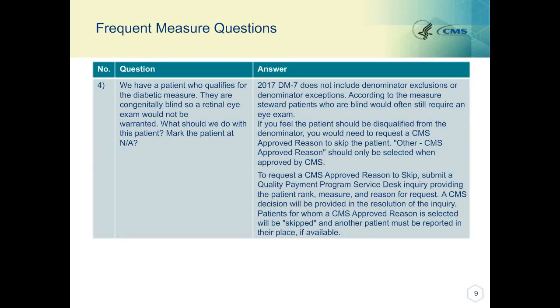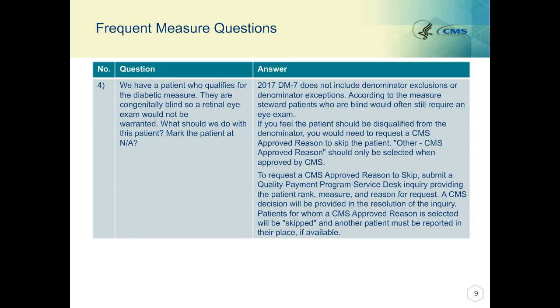And question number 4, we have a patient who qualifies for the diabetic measure. They are congenitally blind, so a retinal eye exam would not be warranted. What should we do with this patient? Mark the patient as NA. The 2017 DM7 does not include denominator exclusions or denominator exceptions. According to the measure steward, in this case NCQA, patients who are blind would often still require an eye exam. If you feel the patient should be disqualified from the denominator, you would need to request a CMS-approved reason to skip the patient. Other CMS-approved reasons should only be selected when approved by CMS.